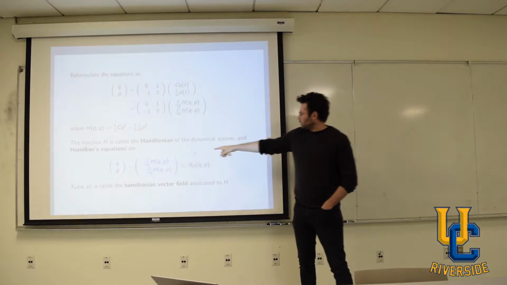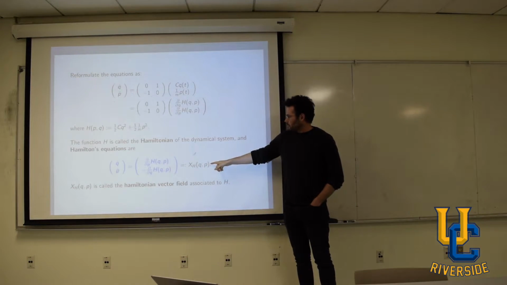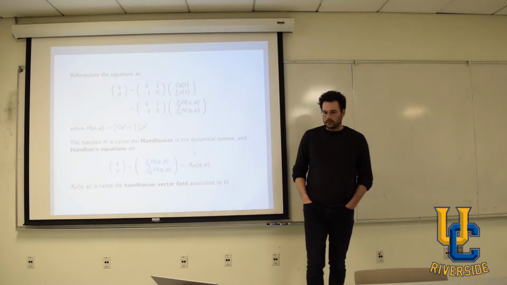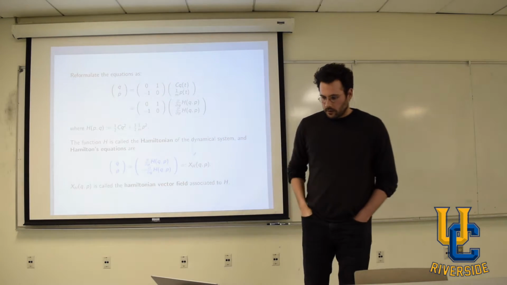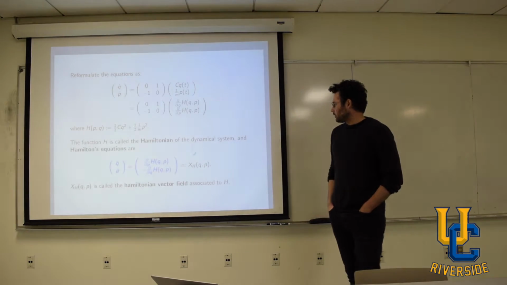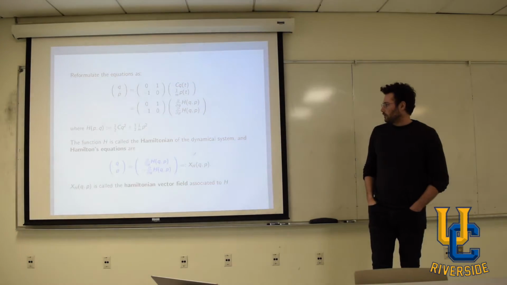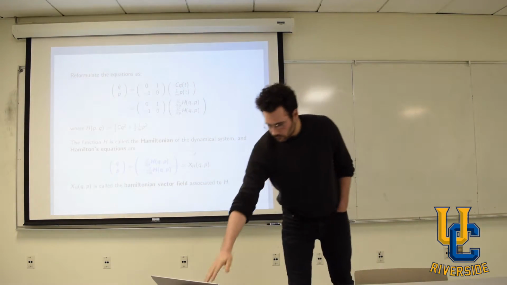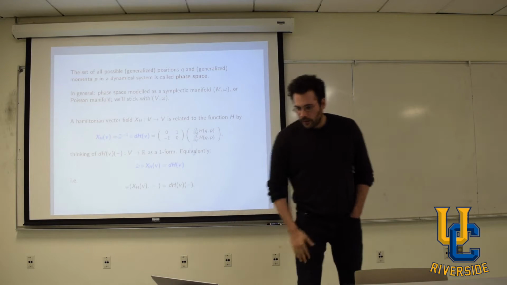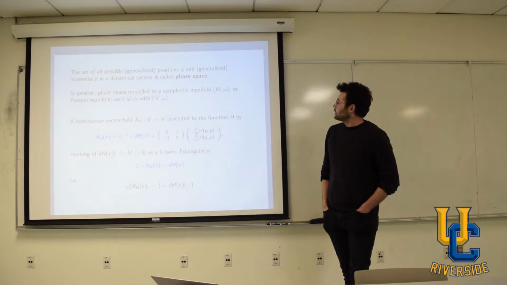The right-hand side of this equation, I think of as a vector field, which is called the Hamiltonian vector field. So the solutions for this equation are the integral curves for this vector field.